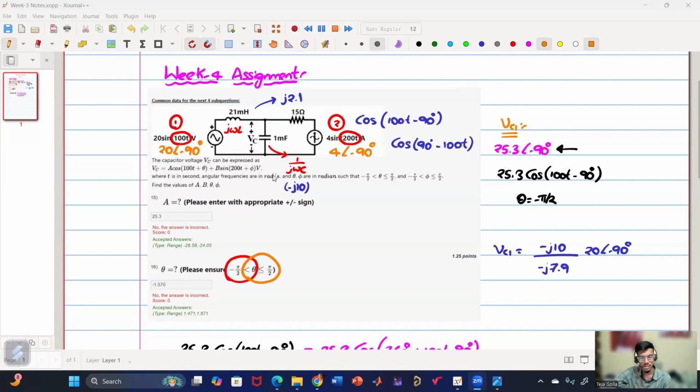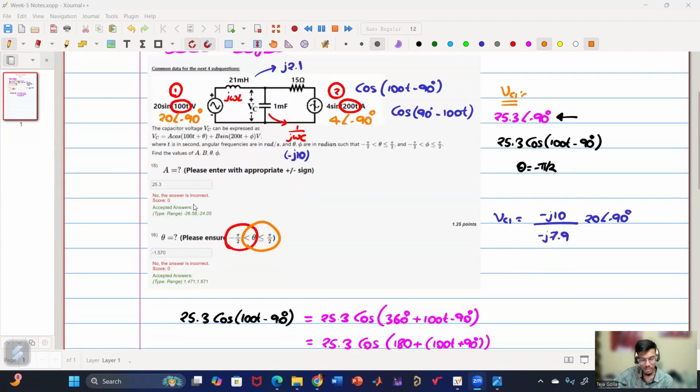Gyanendra Singh has asked, saying that he's not getting the answer they have given. So he solved using the superposition theorem. He used the voltage source and then he calculated VC by calculating j omega L and j omega C, which gave minus J10 and J2.1. After using the potential divider formula, he got VC1 as 25.3 cos 100t minus 90 degrees. So he substituted 25.3 here and minus pi by 2, which is minus 1.57 here. But he lost both the questions. Why? Because here they have mentioned that theta is greater than minus 90 degrees, which means theta cannot be minus 90.